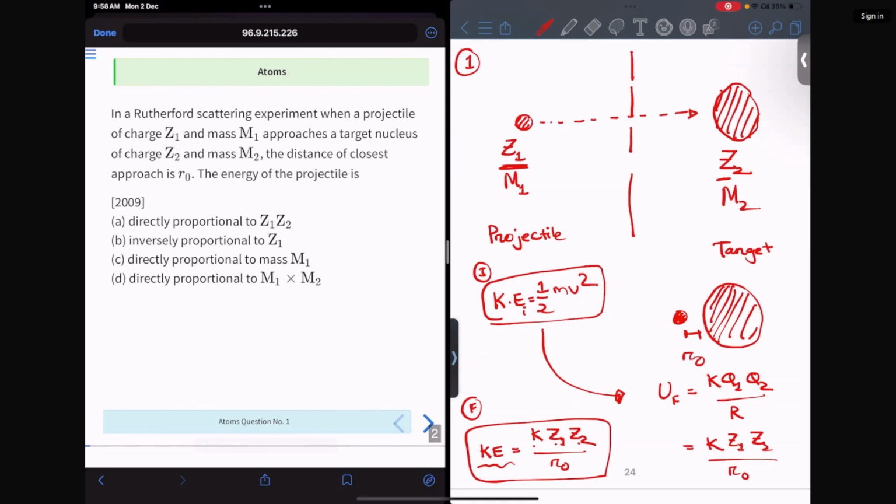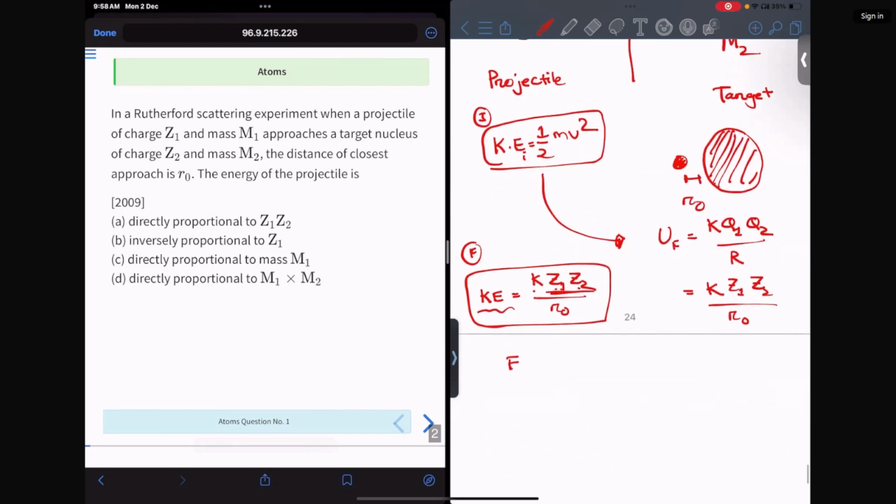So now let's compare the options. The energy of the projectile is directly proportional to Z1 Z2. Yes, it is. Energy is directly proportional to Z1 Z2. So option A seems to be correct. But as I always say, check all the options, then you move to the next question.